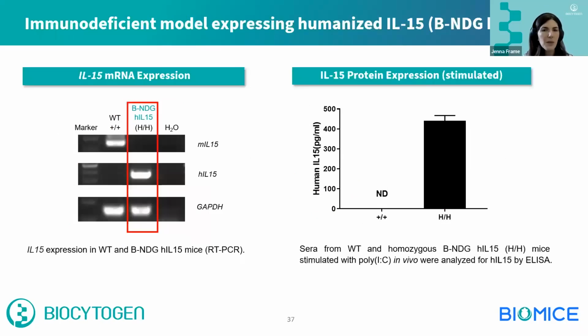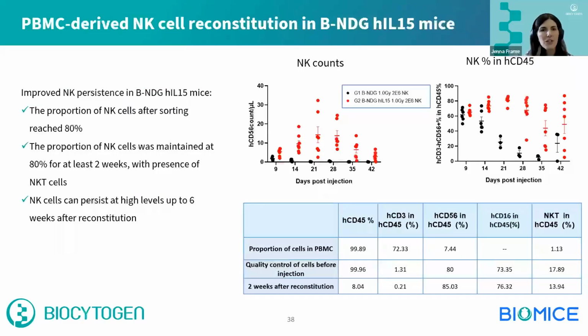So in these humanized immunodeficient mice expressing human IL-15, here we have some validation data showing robust expression of the human IL-15 by both PCR as well as ELISA in the serum, indicating successful generation of the model. In addition to confirming expression of human IL-15, we also performed some proof of concept studies to show that the humanized IL-15 strain better supports human NK cell engraftment and maintenance.